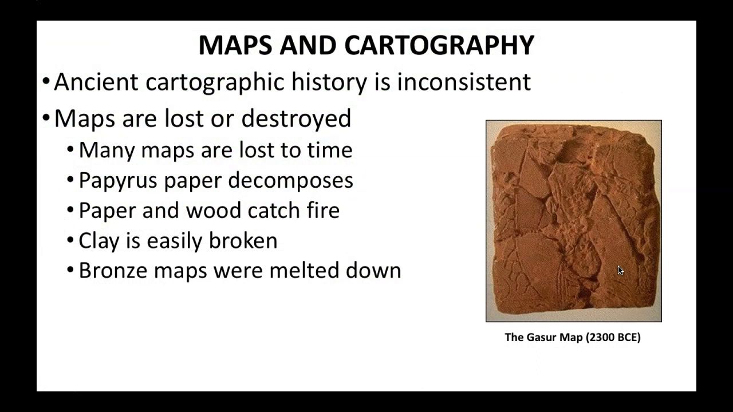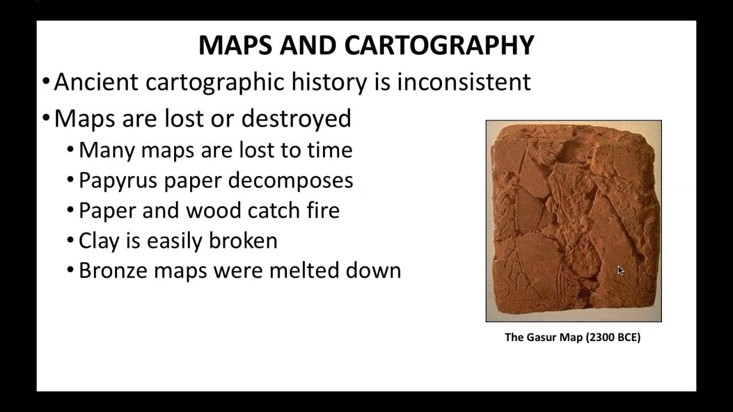Moving into other forms of cartography, for the most part, ancient cartographic history is inconsistent. It is very difficult to trace connections between maps because maps are often lost or destroyed through time. Many maps, for example, were created on papyrus paper, which decomposes. After it dries, it breaks up. Paper and wood also caught fire, and this is what has led to the loss of many records from previous historical eras. Clay can also become easily broken.